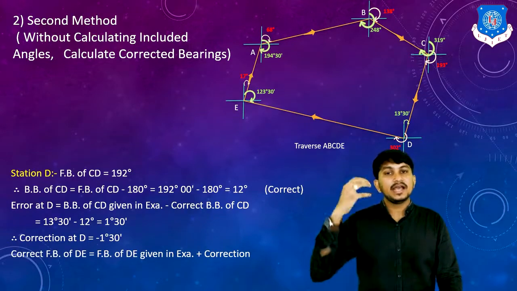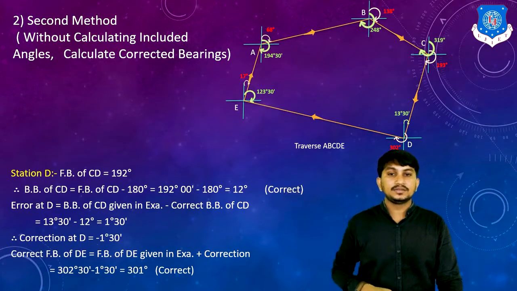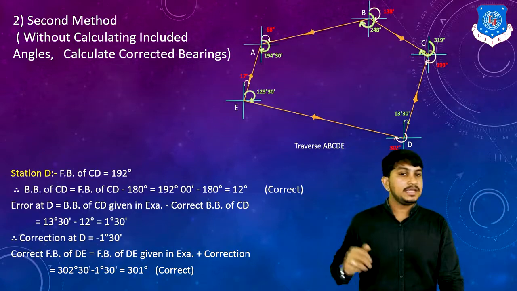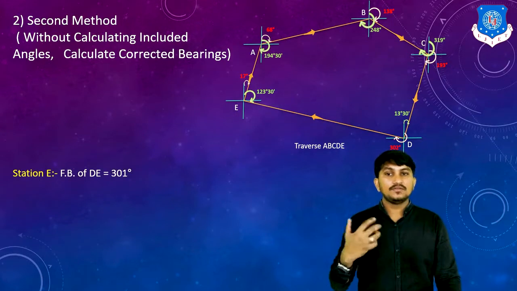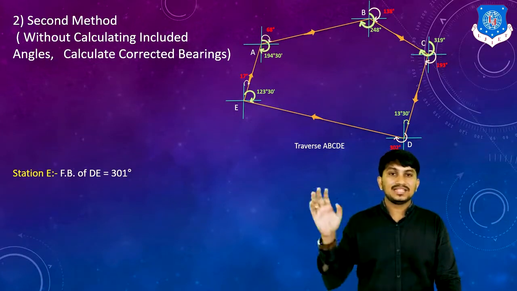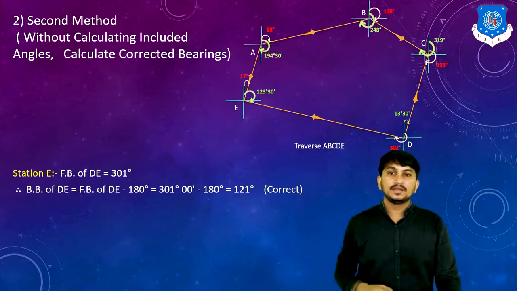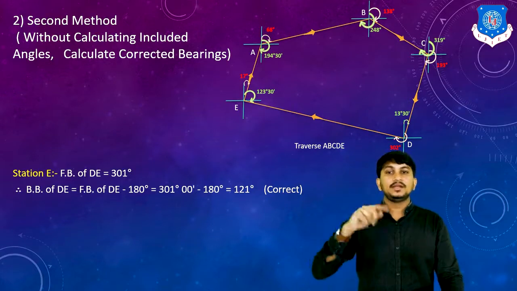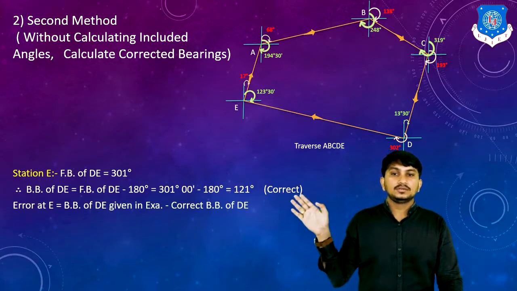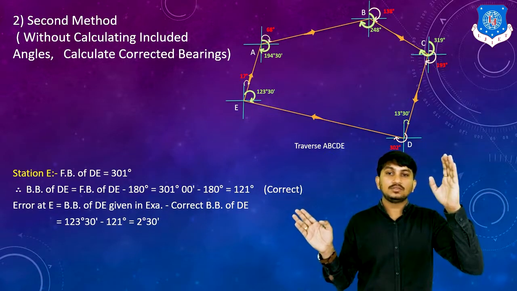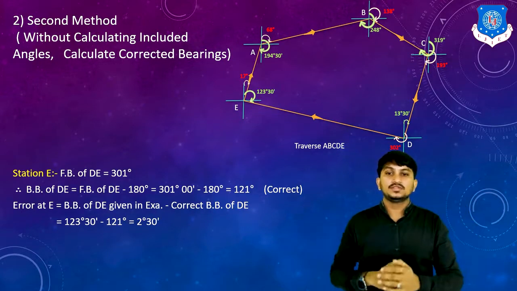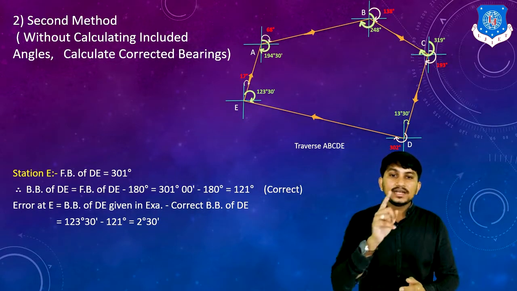FB of D, which is given in the example, is 302 degree 30 minute, and we add this correction, minus 1 degree 30 minute. So the corrected FB of D is equal to 301 degree. Next, station E. We have the value of FB of D, 301 degree. Using this value, we can find BB of D: 301 degree minus 180 degree, 121 degree. We compare this BB of D to the given example value. The BB of D in the given example is 123 degree 30 minute, and the corrected BB of D is 121 degree. So the error at station E is 2 degree 30 minute.